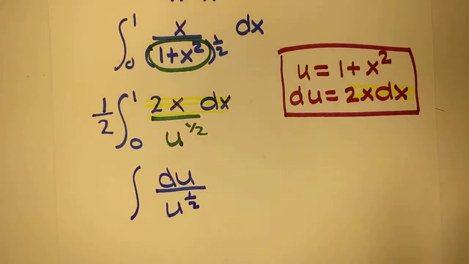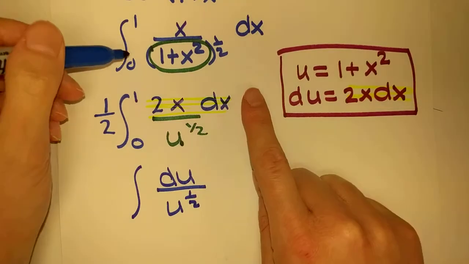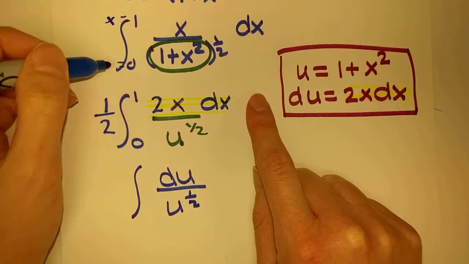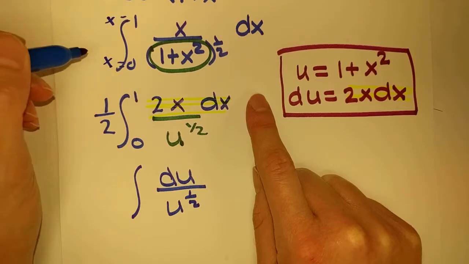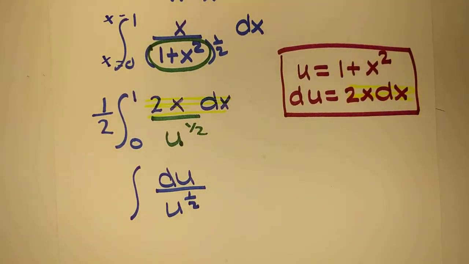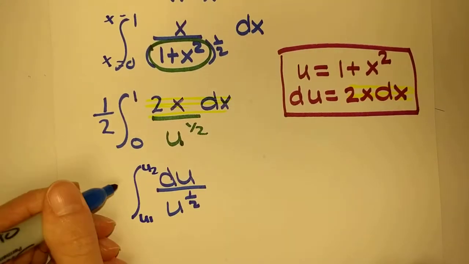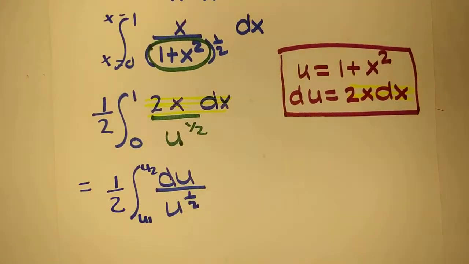Now you need to be careful here because these bounds of 0 and 1 mean that x is equal to 1 and x is equal to 0. So when I switch everything over to u, I'm going to have new bounds of u1 and u2. And then we still have the 1/2 in front.